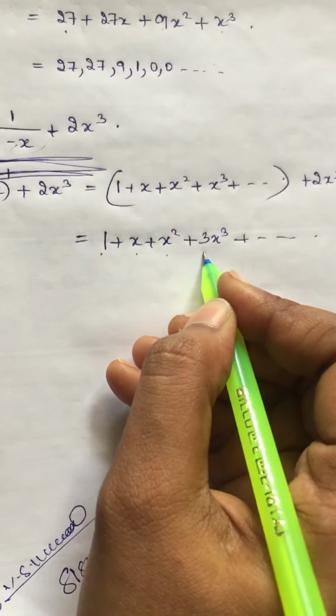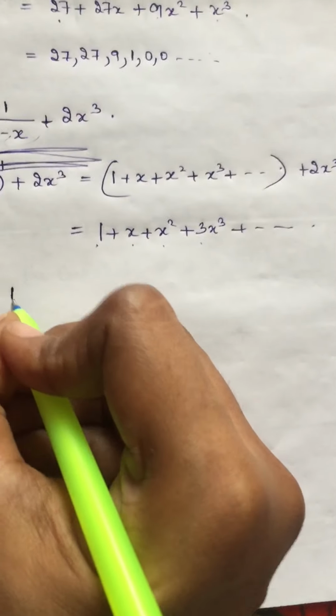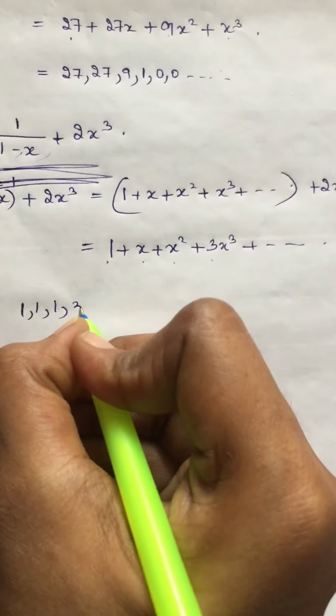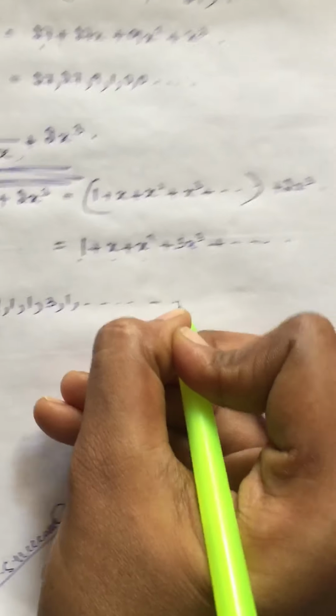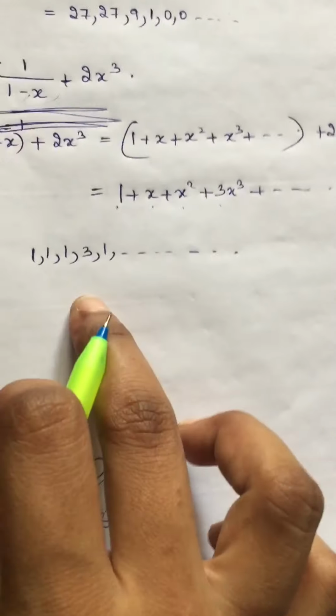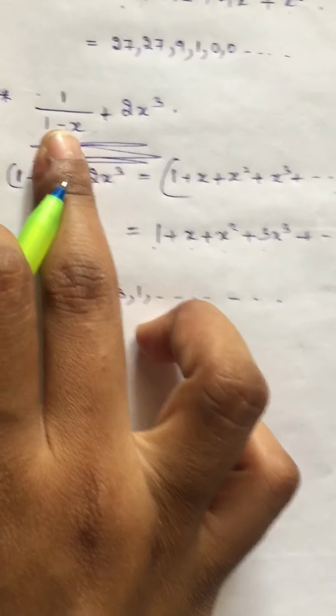The sequence generated for this equation is 1, 1, 1, 3, and so on, 1, 1, 1 up to infinity. This is the sequence generated for this equation.